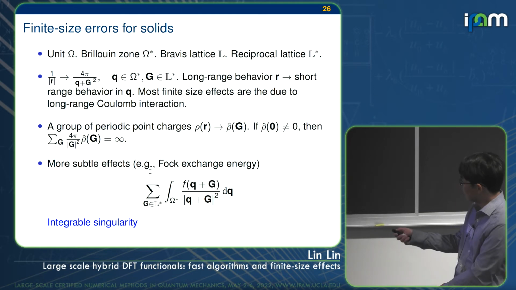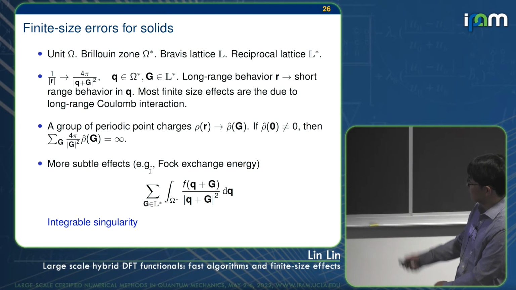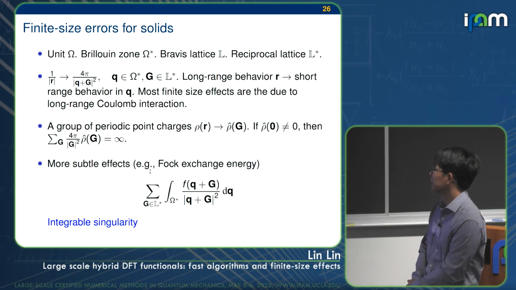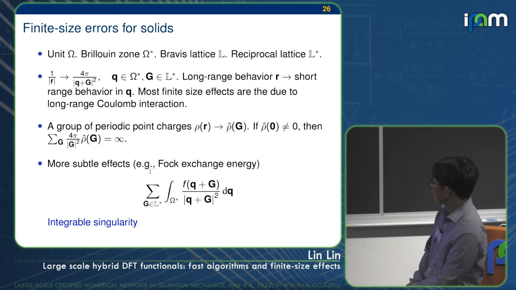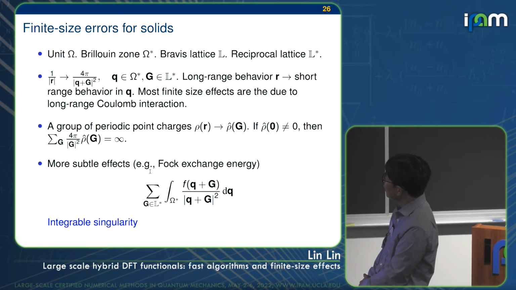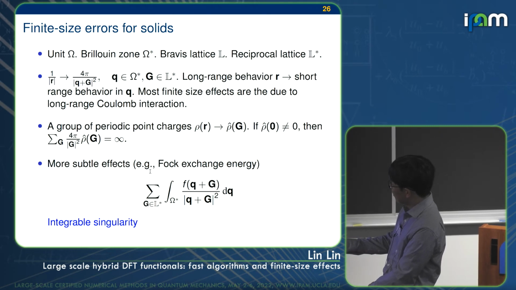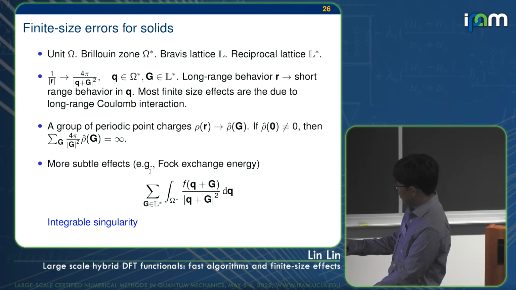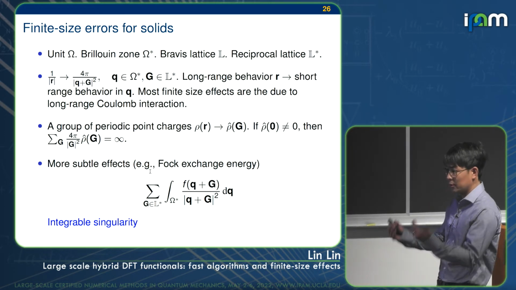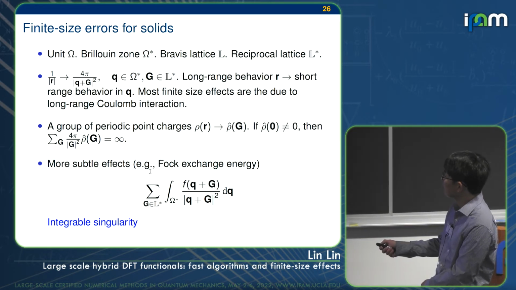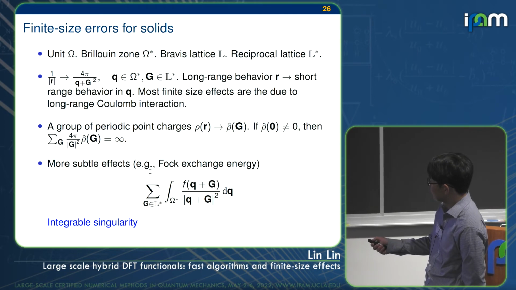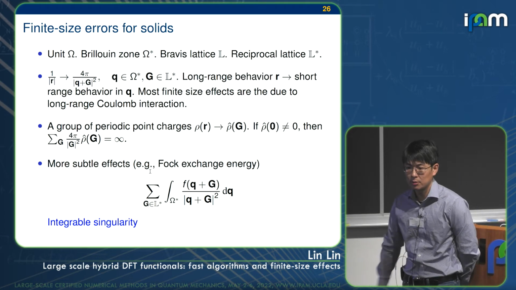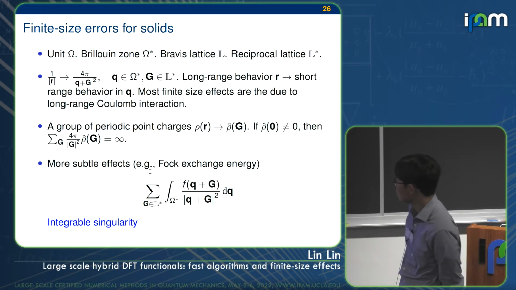So the long-range behavior in R can be translated into the short-range behavior in Q, and most finite. Maybe I should revise this one. So, for example, if you look at how bad the situation is, if you just look at a group of periodic point charges with a not net zero charge, this rho r, and in the Fourier space called the rho g, if the rho hat at g is not 0, this is like a net charge, then this thing directly diverges. So the Hartree potential diverges, and you definitely need to do something.